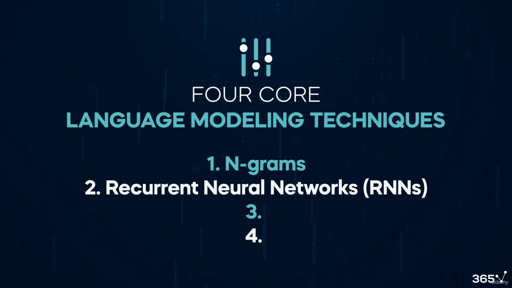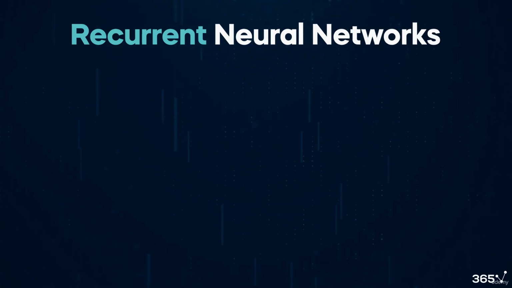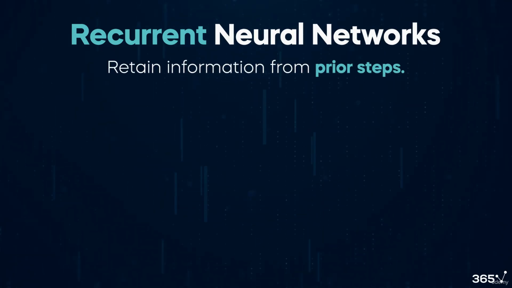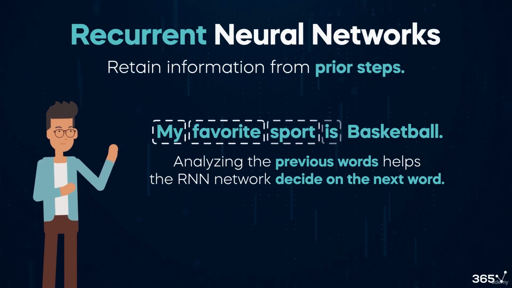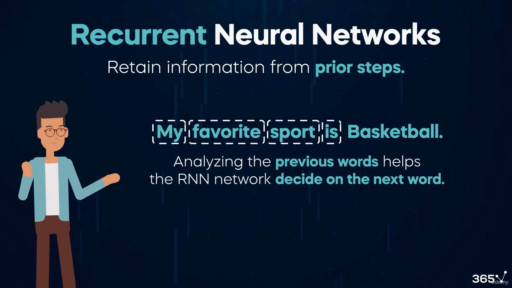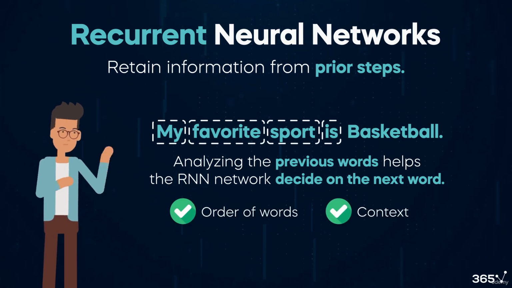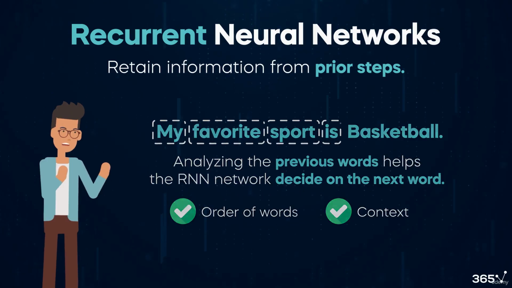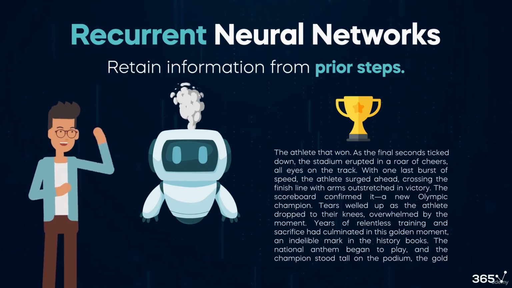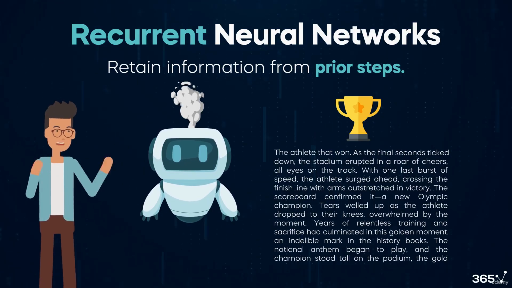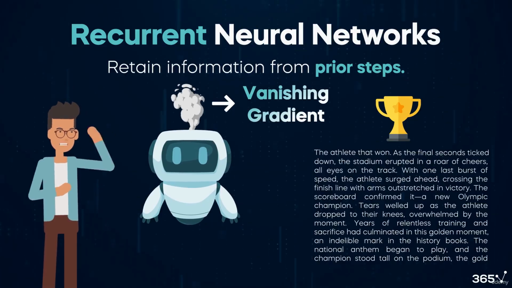Neural nets are undoubtedly a giant leap forward. Recurrent neural networks, or RNNs, are neural networks that work best with text. A key strength of RNNs is their ability to retain information from prior steps in the neural network. Analyzing previous words in a sentence helps the RNN decide on the next word. This is a considerable breakthrough compared to N-gram models because the order and context of data points are crucial when dealing with language. The primary challenge with RNNs is their difficulty in handling large texts, as they tend to lose earlier information with progressive text segments. This problem is called the vanishing gradient issue.